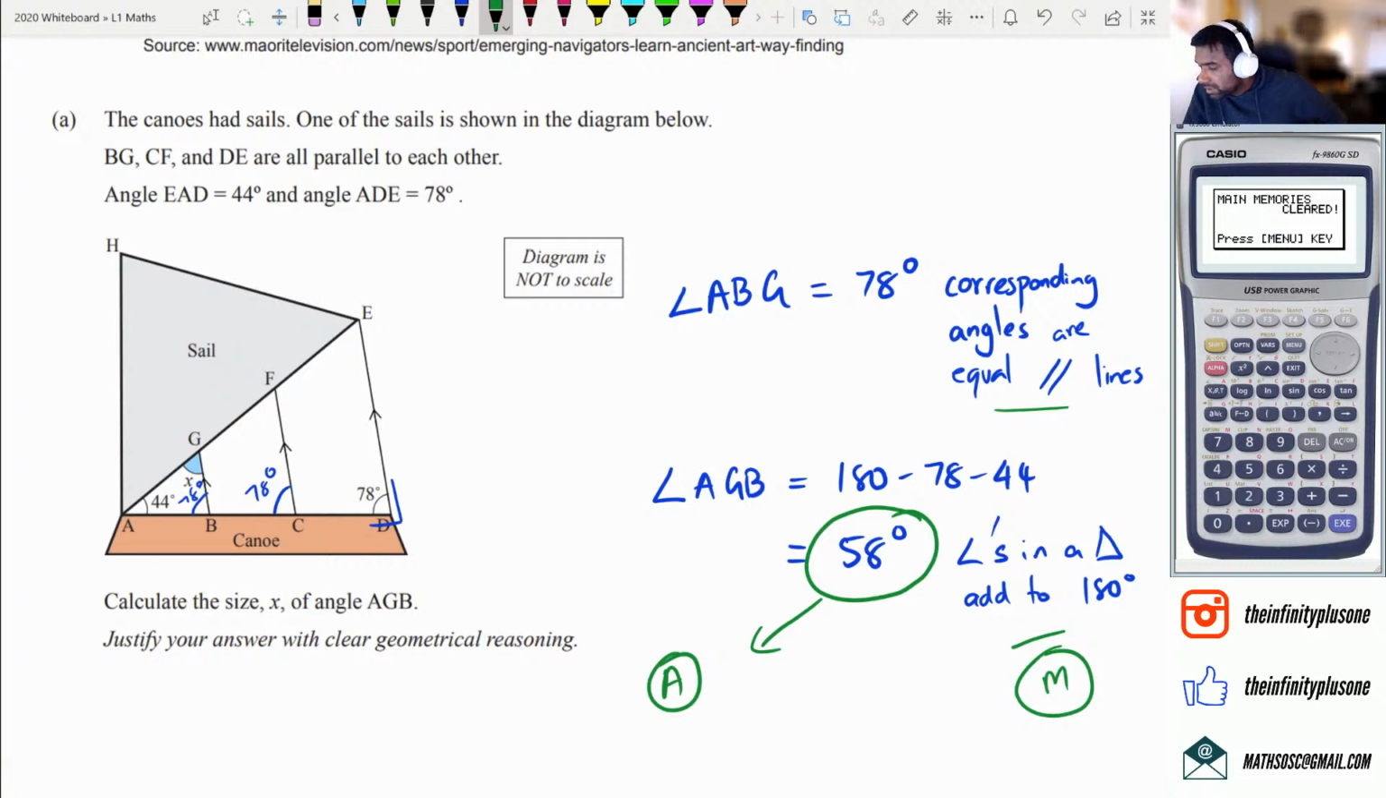All right, so can the reason be congruent triangles? Interesting reason.